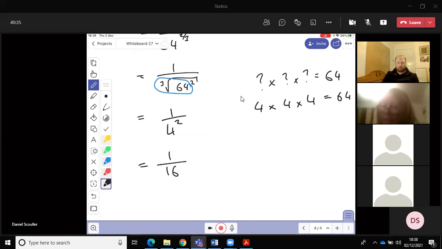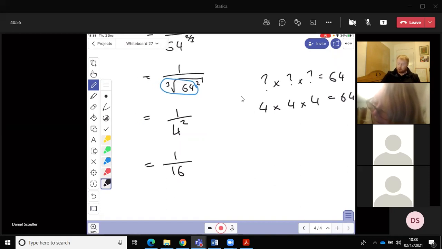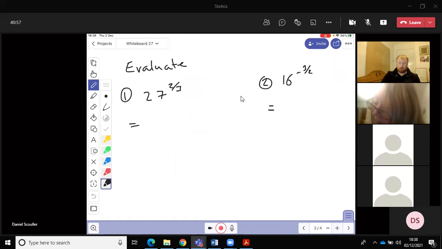If there's a negative in front of the power, all that means is it's going below the line. It becomes a denominator. So don't be scared by it, don't be put off by it, just get it in the right format. That should allow you to do those two.